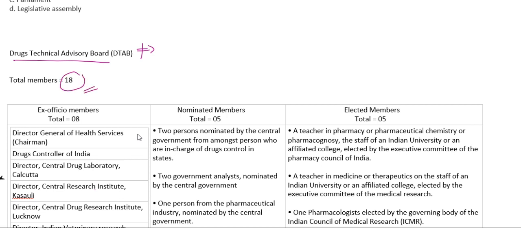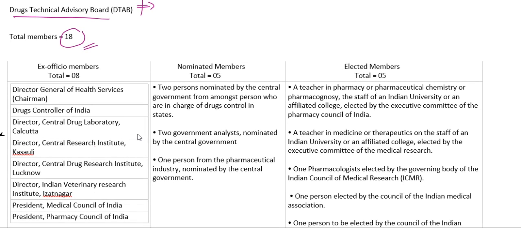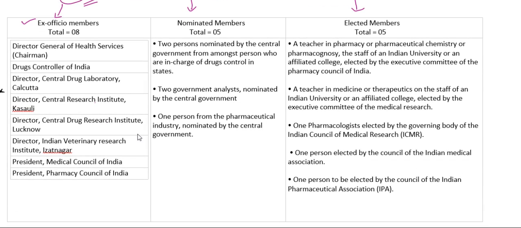So the total number of members which you can find in DTAB, or Drug Technical Advisory Board, is 18. This 18 figure is actually divided into 3: ex officio members, nominated members, and elected members. First we'll see who all come under ex officio members. A total of 8 members come under ex officio members.